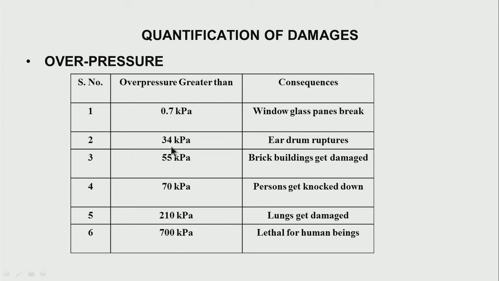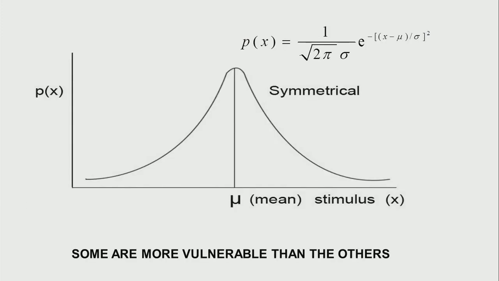Maybe some people who are very strong and who have better resistance capacity, maybe even at 60 kPa their eardrum will not get ruptured. Whereas a small infant, a child who is more fragile, maybe its eardrum would get ruptured at a much lower value. Therefore, we tell ourselves, well, some people or some buildings or some other objects are more vulnerable to damage than the others.